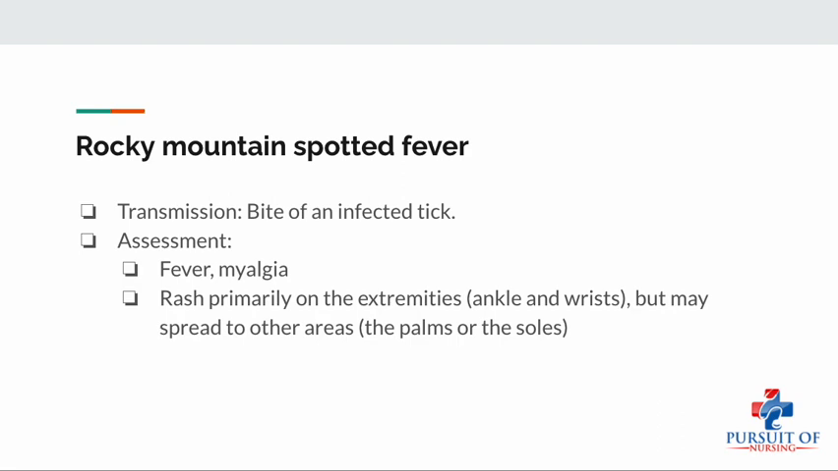Rocky Mountain spotted fever is caused by the bite of an infected tick. The patient will present with fever, myalgias, a rash that's primarily on the extremities, but it may spread to other areas as well.